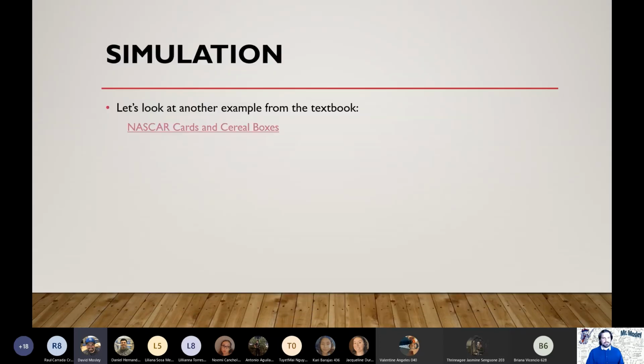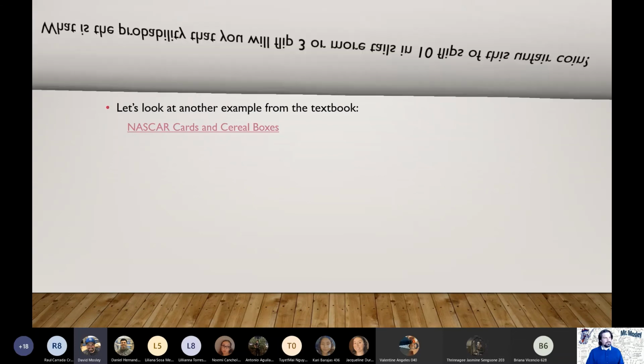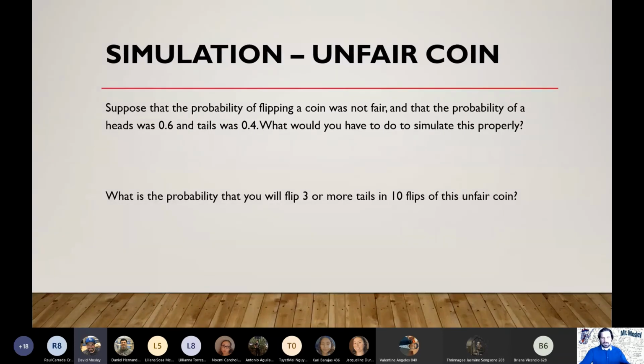So, let's get back to this. All right. So now, let's suppose we have an unfair coin, right? Not equally likely possibilities here. Suppose that the probability of flipping a coin was not fair, and that the probability of a heads was 0.6 and tails was 0.4. So there's a 60% chance of getting a heads, while there's only a 40% chance of getting tails. What would you have to do to simulate this properly?